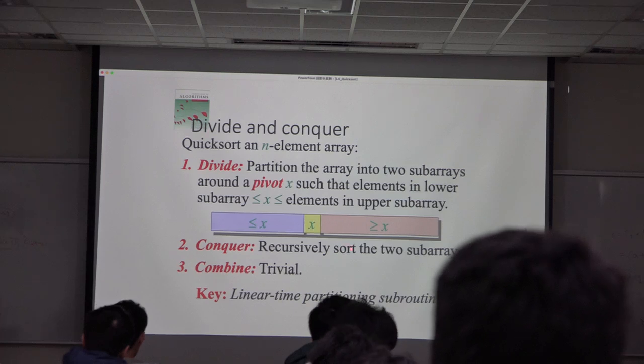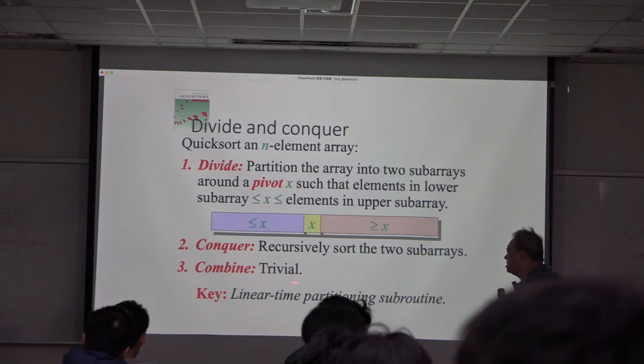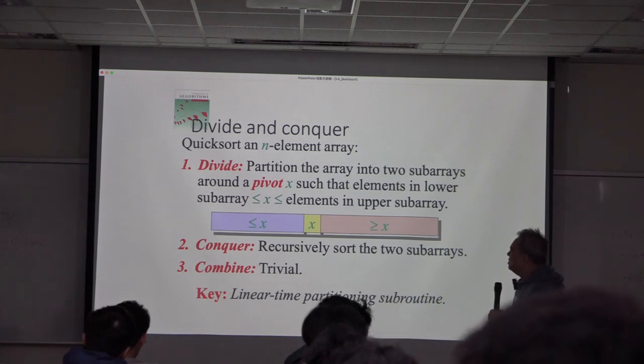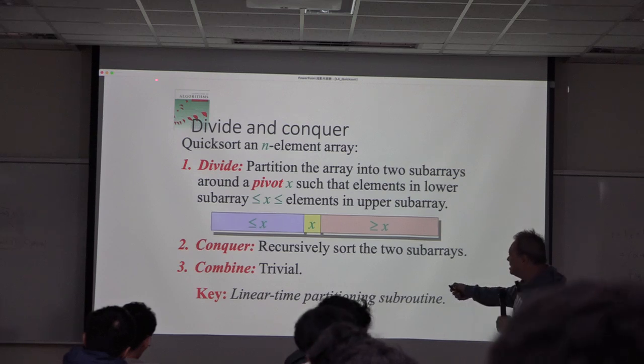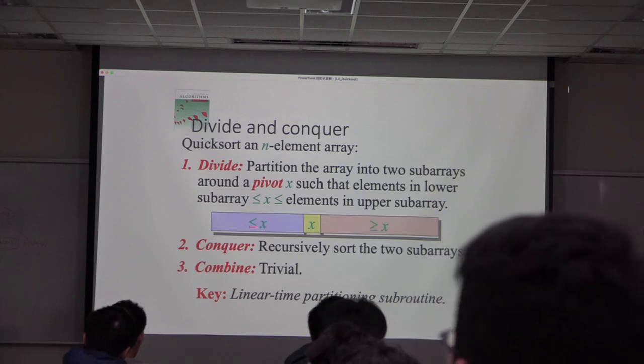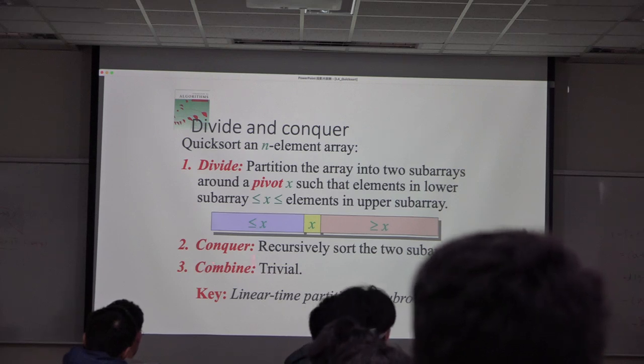And the conquer, we just recursively sort the two subarrays, and the combination takes no effort. So you can see that quick sort's design principle is almost opposite to merge sort. In merge sort, the divide doesn't take much effort, the conquer is the same, we just do it recursively, and the combine takes the most effort. But quick sort is the opposite.